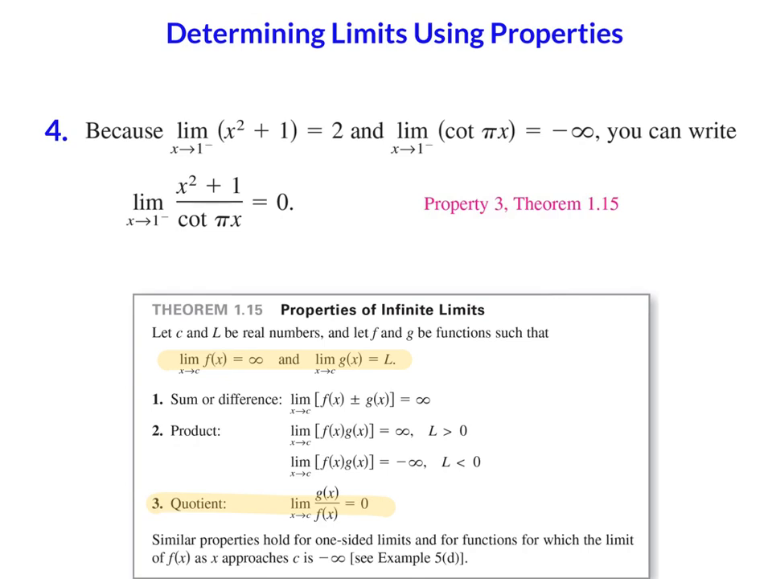And I'm going to divide it by this limit here, which is the cotangent of pi x as we approach the same number, 1, from the left-hand side. That's actually going to give me negative infinity, which again, I could look at the graph of that, figure that guy out. So I put the real number limit on top divided by the negative infinity on the bottom, and that's going to give me 0, because that's what the rule says.